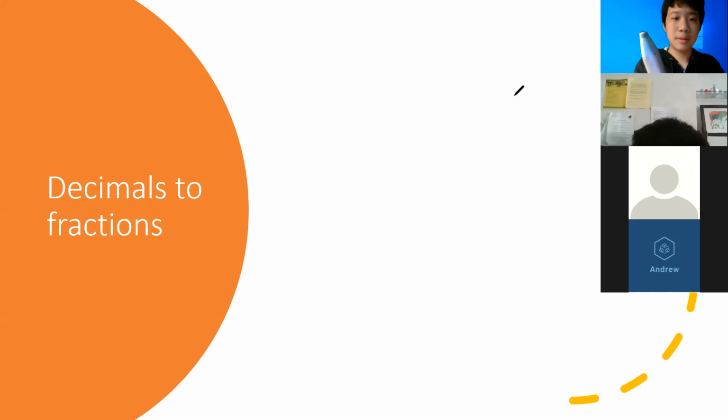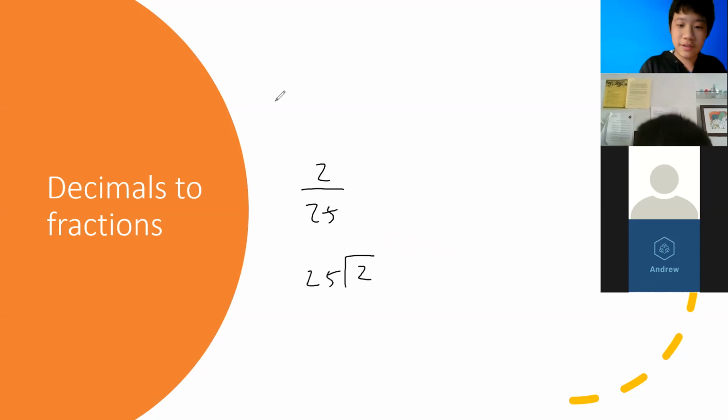Okay, but what if I didn't have something like that? What if I had something like, I don't know, 2 over 25? Well, now I can't just take this and make it like 0.2 or something, right? So the first method for finding a decimal like this, I can just divide it up, right? Fractions are division problems. 2 divided by 25, I can put a lot of zeros at the end. And I'll just divide this, right? And that'll get me to the answer.